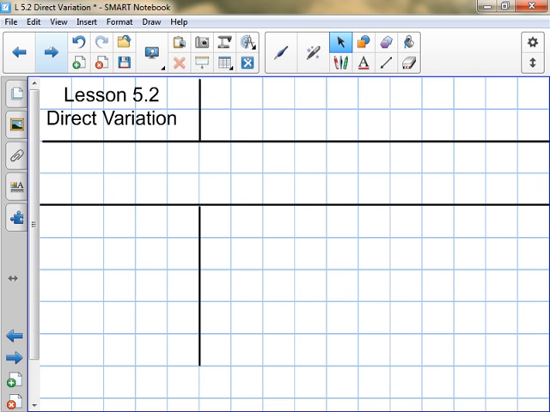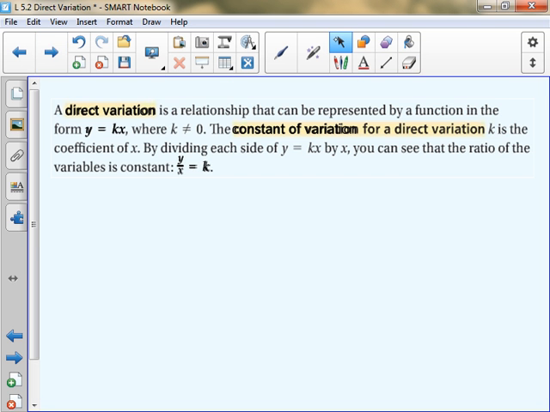If you choose to, you can do your notes in a Cornell format, but for today's lesson, I allowed you to just take straight notes without setting up the Cornell notes. So here we go. Direct variation.